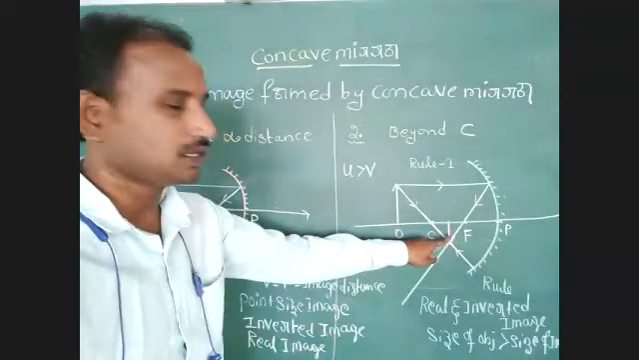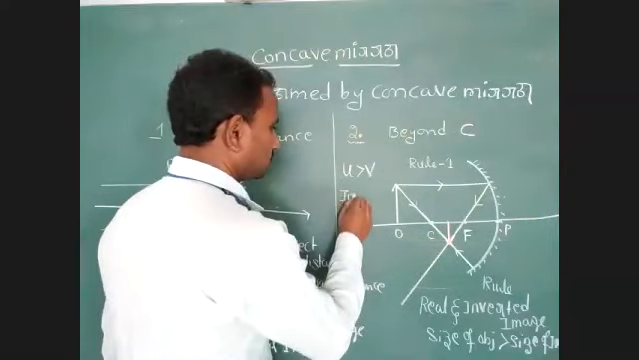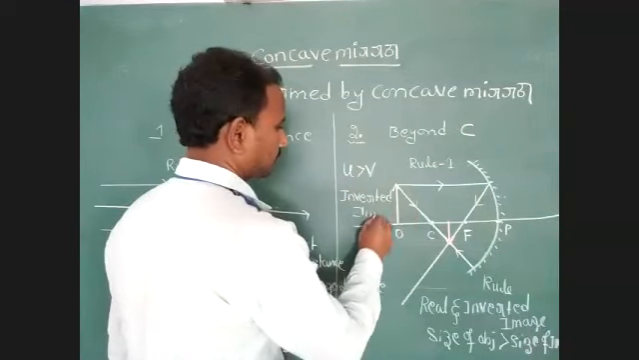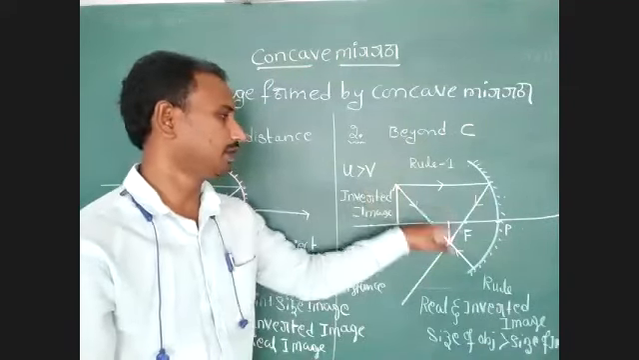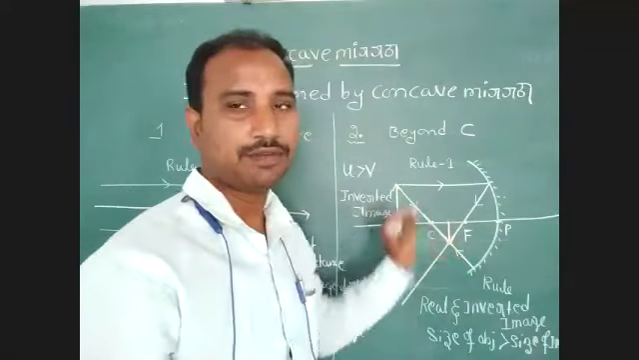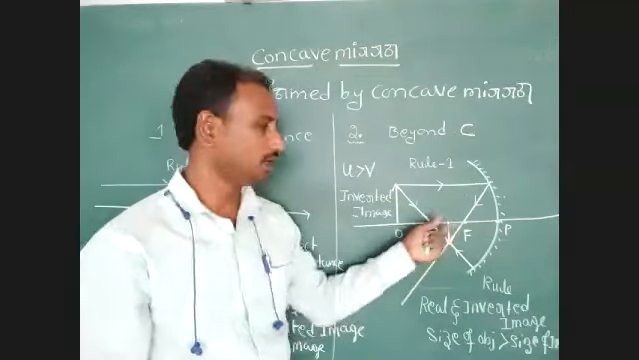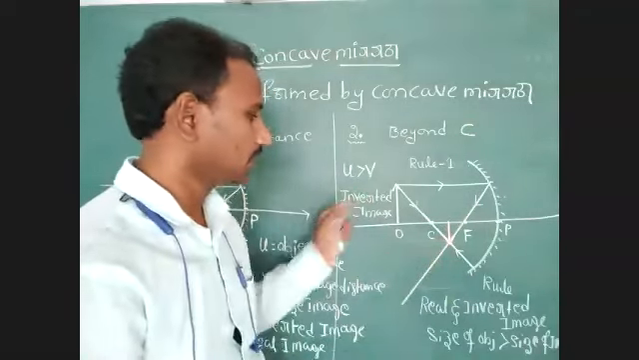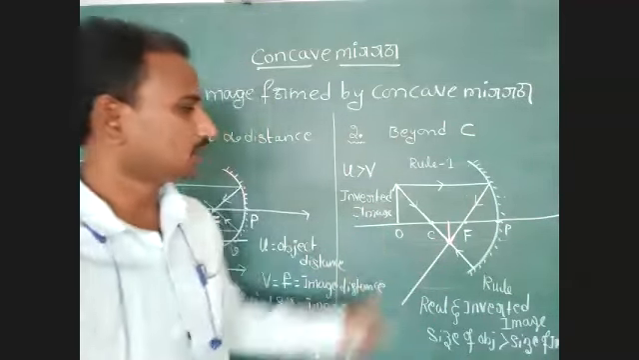Next one, this image is an inverted image. You have to identify that this image is inverted. Understood? Here the height of the object is more than the height of the image. Object distance is more than image distance. This image is inverted, meaning upside down. It is a real and inverted image. Students, note down these characteristics of the image.